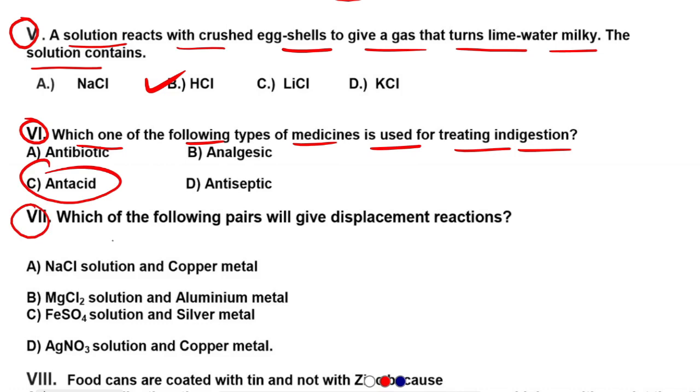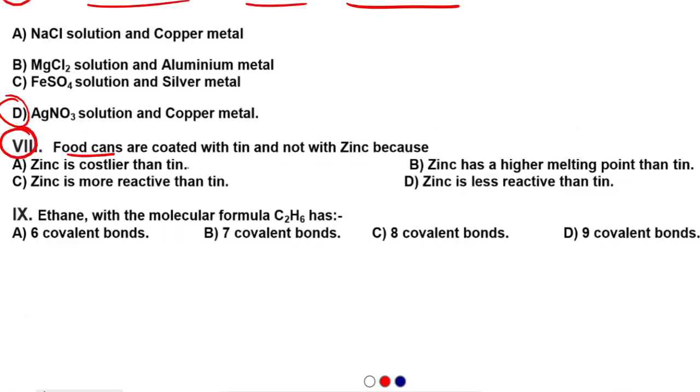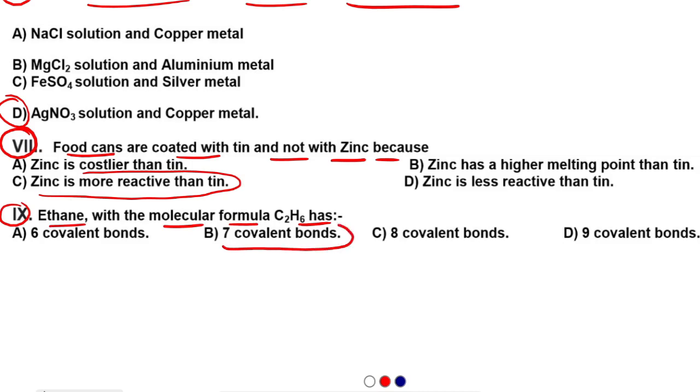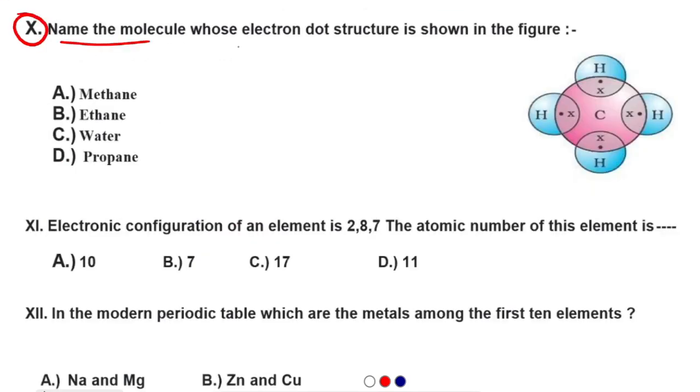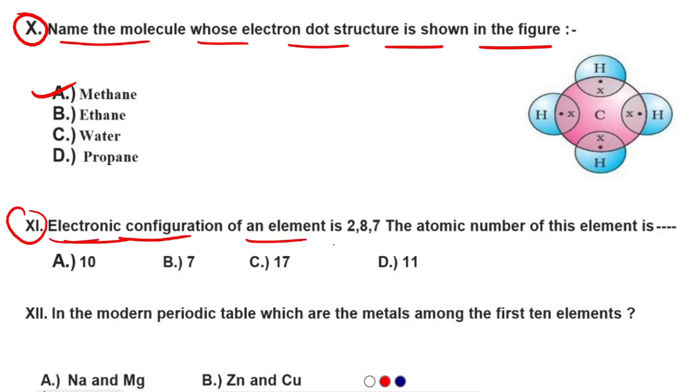Antacid. Next, which of the following pairs will give displacement reaction? Option number D. Next, food cans are coated with tin and not with zinc because zinc is more reactive than tin. Next, ethane with the molecule formula C2H6 has 7 covalent bonds. Next, name the molecule whose electron dot structure is shown in the figure. Methane.